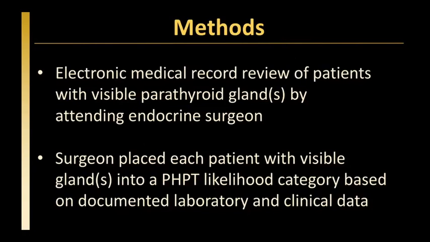A fellowship-trained endocrine surgeon with 5 years experience managing hyperparathyroidism performed an in-depth electronic medical record review of all patients determined to have visible parathyroid glands. On the basis of documented laboratory and clinical data, the surgeon placed each patient into one of these 5 primary hyperparathyroidism likelihood categories: very likely, likely, indeterminate, unlikely, and very unlikely.